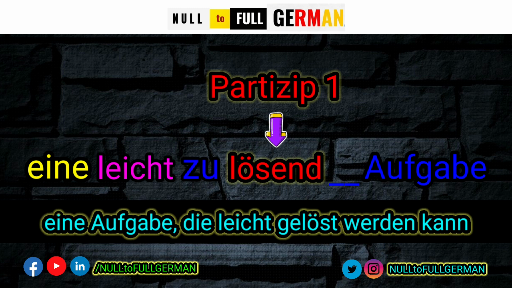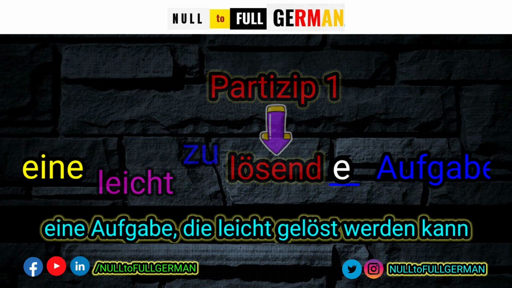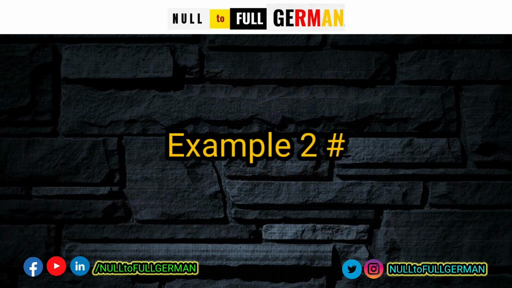As I explained to you, Partizip 1 functions as an attributive adjective, hence it needs to be declined according to the case. And here we have eine leicht zu lösende Aufgabe, which is nominative singular with an indefinite article, and the noun used is feminine. So the ending that needs to be added is e. And hence the final structure is eine leicht zu lösende Aufgabe. This is Modales Partizip. I hope you have understood how it is framed and what Modales Partizip is all about. Let's have a look at the second example.